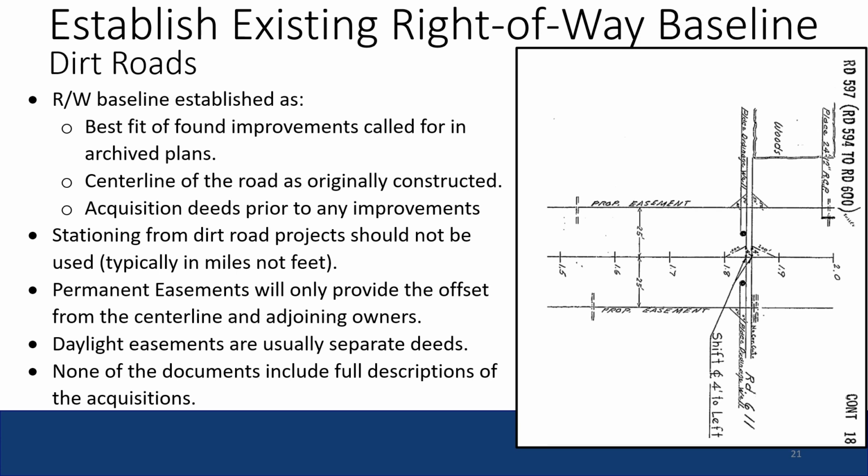Permanent easements for dirt road projects only provide the offset from the center line and the adjoining owners. Daylight easements are usually separate deeds. None of these documents typically include full descriptions of the acquisitions.